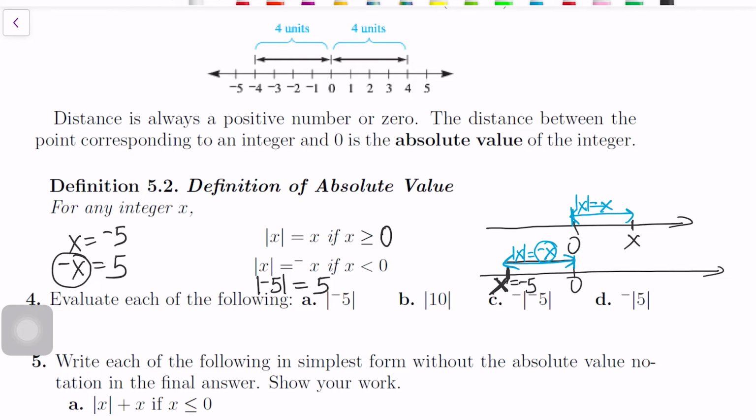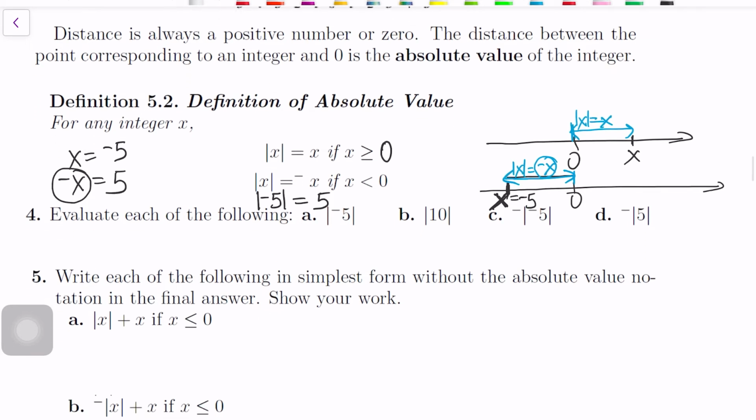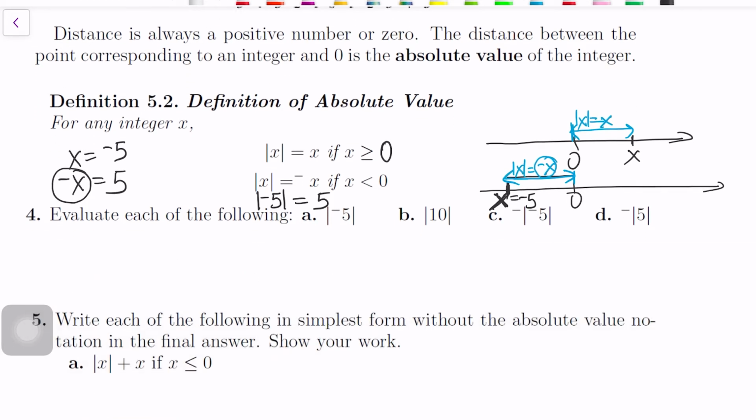Okay, so I'm going to practice that with you on question 5. And question 4 is pretty simple because, again, if the number is negative inside, the absolute value produces its opposite, which is 5. And if the number inside is positive to begin with, the absolute value just produces that number, because absolute value measures the distance of the number to 0.